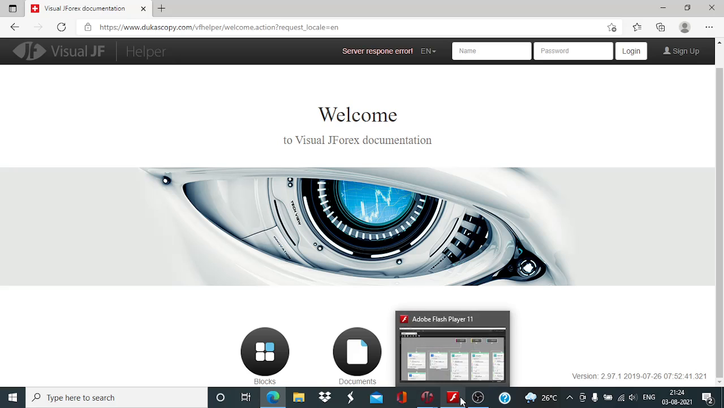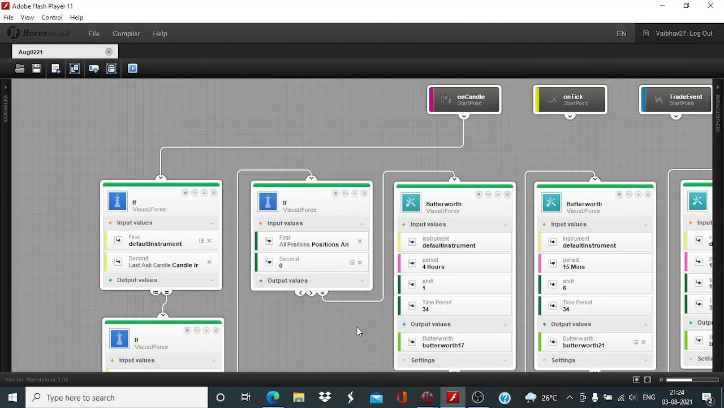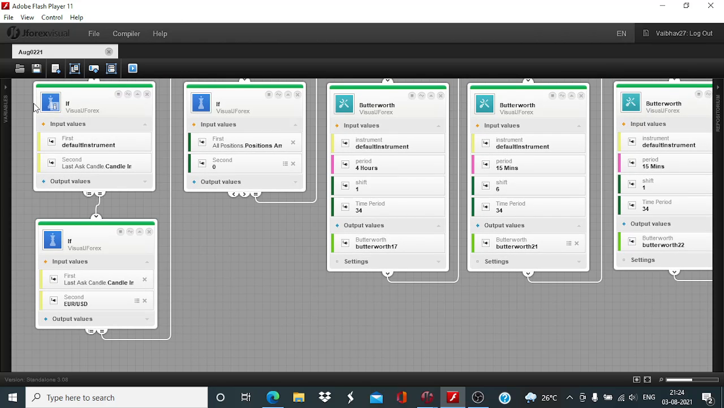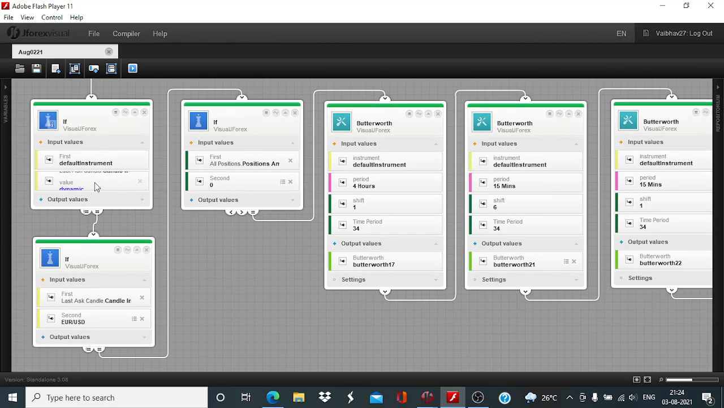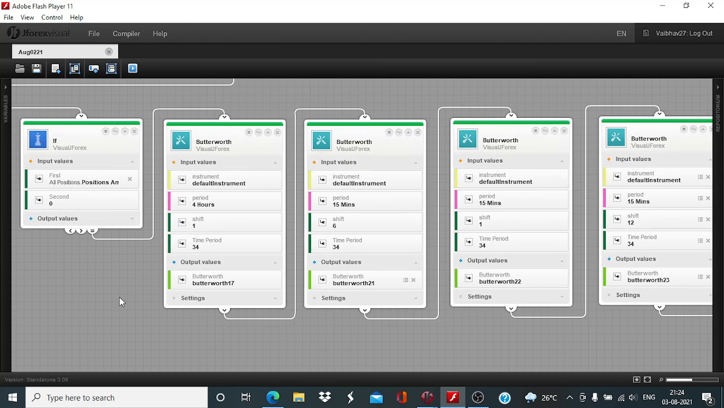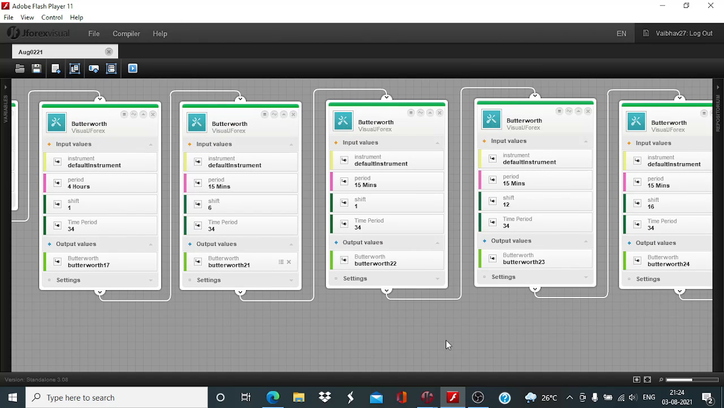So now we head to the Visual JForex board, which has been developed by the Dukascopy Bank SA. In the last session, I had completed the setup so far. This includes the instrument subscription, where the instrument of choice is Euro USD. Afterward, the position amount was defined at 0, and these Butterworth blocks have been added.